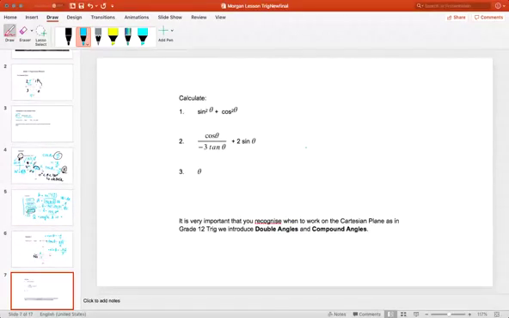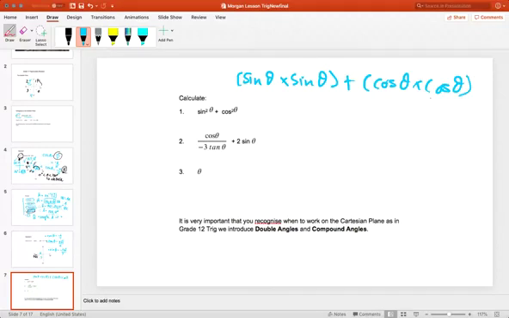The first question we've got is sine squared theta plus cos squared theta. Okay, so what that means is the following. Sine theta times sine theta plus cos theta times cos theta. And you should remember this from last year. That is your squares identity. So we know that the answer is 1. But we have to show the substitution to get us to the 1.